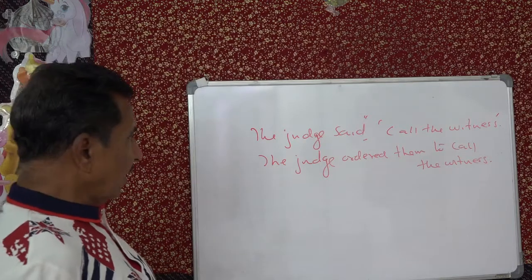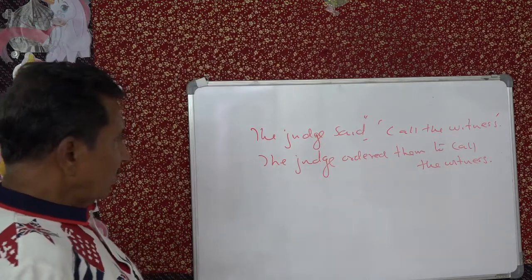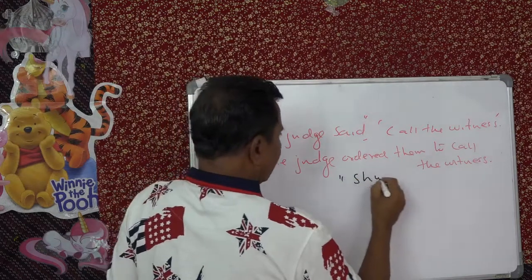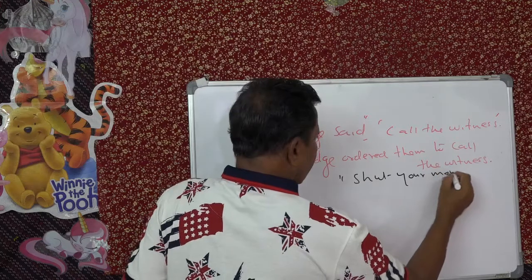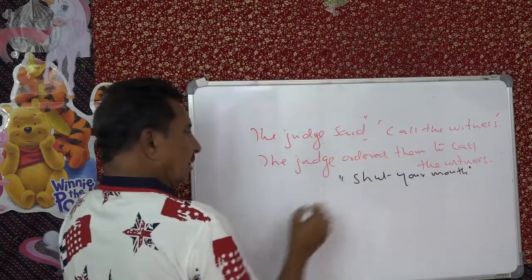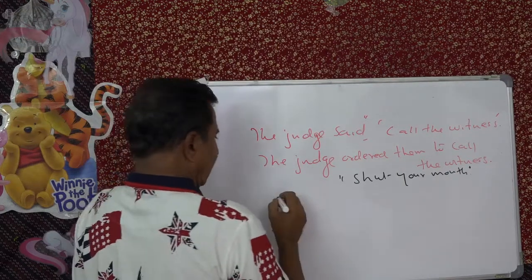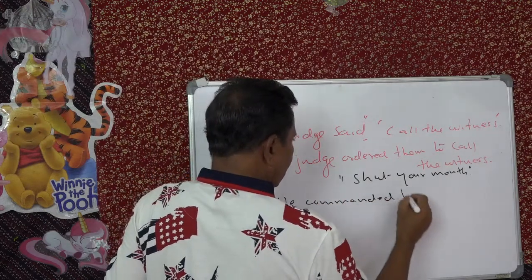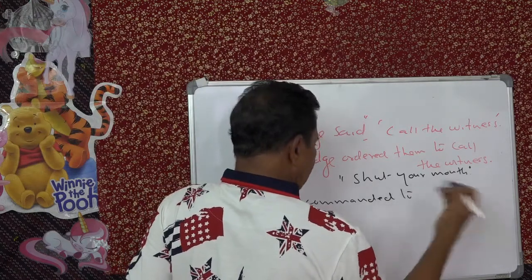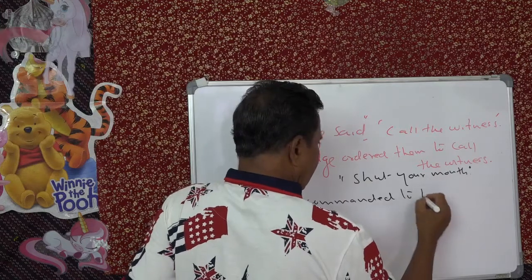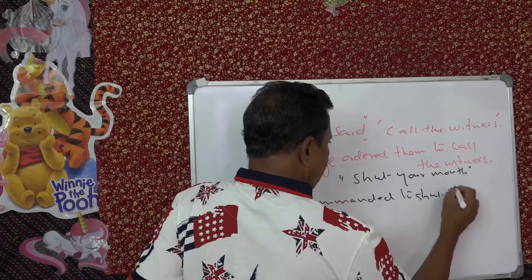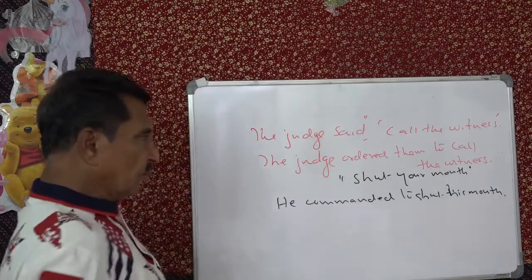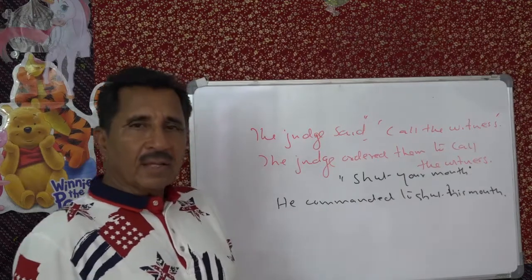Then we have another sentence. Somebody says, shut your mouth. So he said, shut your mouth. It means stop talking. So you say that is an order, or you can say a command. He commanded him to shut his mouth. To shut his mouth. See, this is the verb and this is the infinitive.